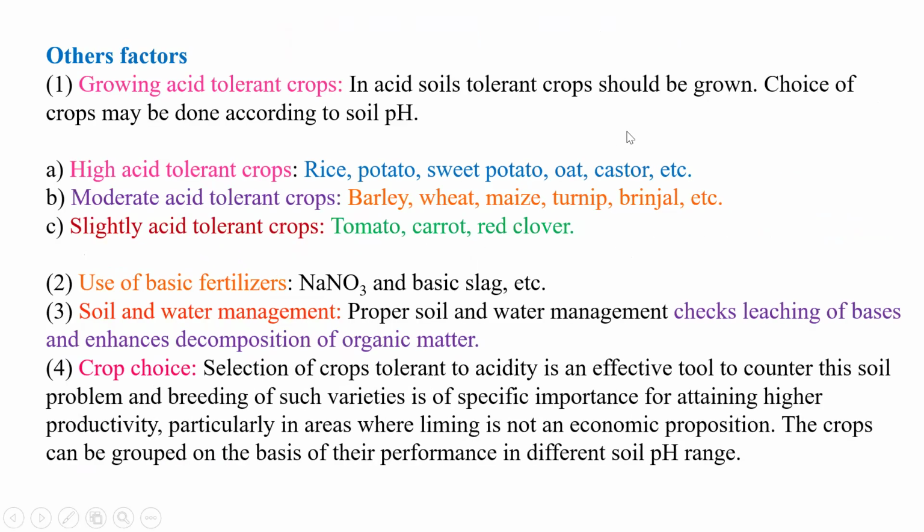Other measures for acid soil include growing more acid tolerant crops. Highly acid tolerant crops include rice, potato, sweet potato, oat and castor. Moderately acid tolerant crops include barley, wheat, maize, turnip and brinjal. Slightly acid tolerant crops include tomato, carrot and red clover.